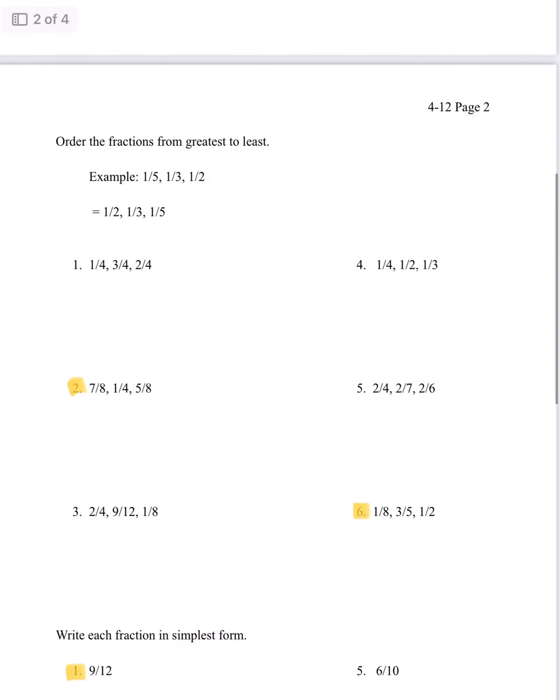Moving on to the second page, it says, order the fractions from greatest to least. So from the bigger number to a smaller number. So our example is 1 over 5, 1 over 3, and 1 over 2. And for this one, in order to know which one is greater, we have to have the same common denominator. So 5, 3, and 2 all can go into 30.